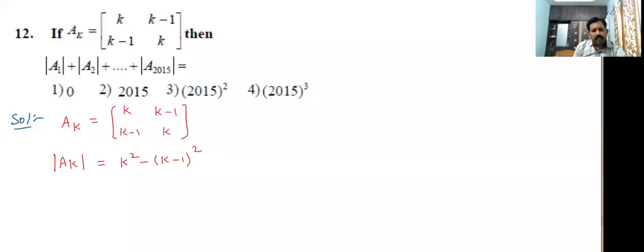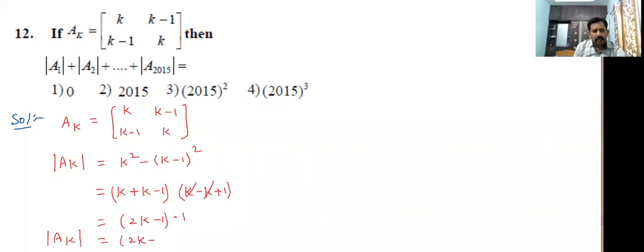Then expand, students. This is in the form of a square minus b square. How to write it? A plus b into a minus b. K plus K minus 1 into K minus K plus 1. Here observe that this is 2K minus 1, K cancels, we are getting 1. Finally, the determinant of AK value is 2K minus 1.